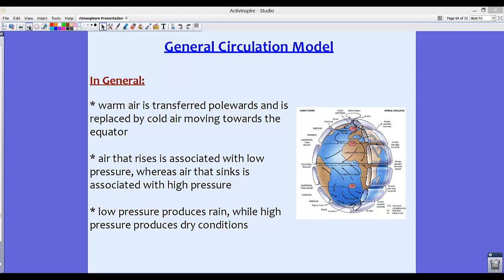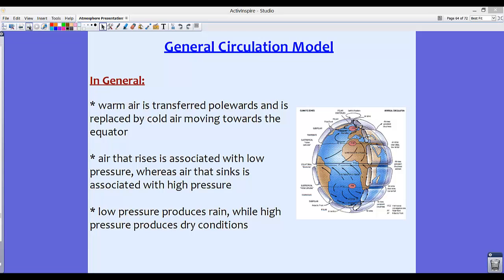Effect and pressure gradient, and we've talked about high and low pressures across the globe. So let's put it all together, and let's talk about the general circulation model that we see on the globe. Now, in general, these are some of the things that we've seen already. Warm air is transferred poleward and is replaced by cold air moving towards the equator.